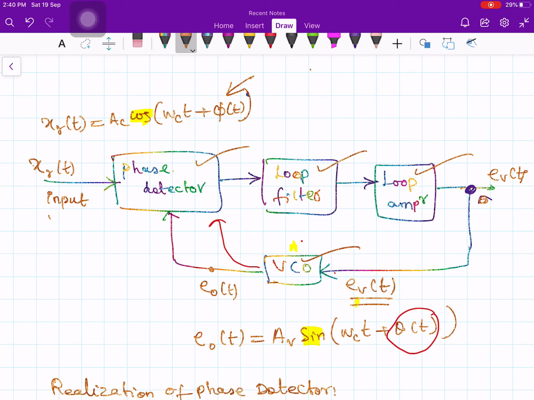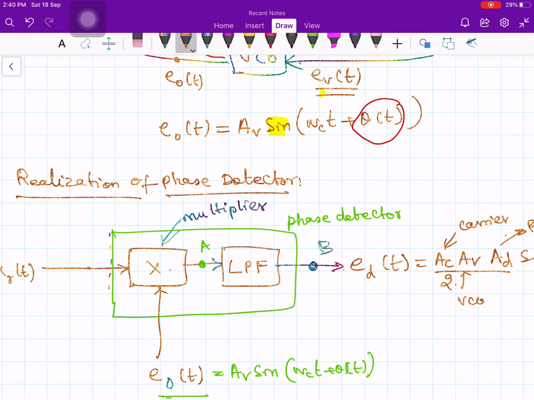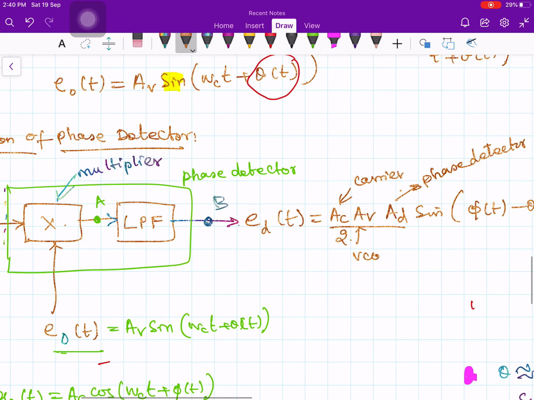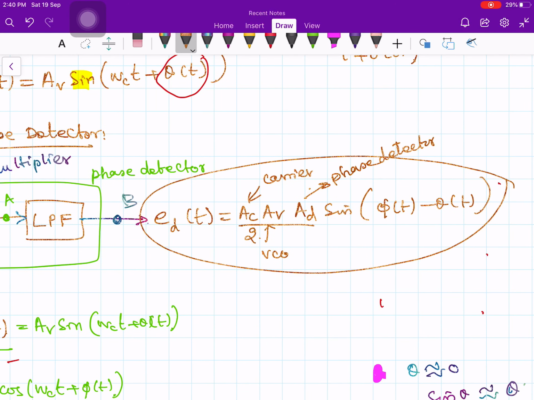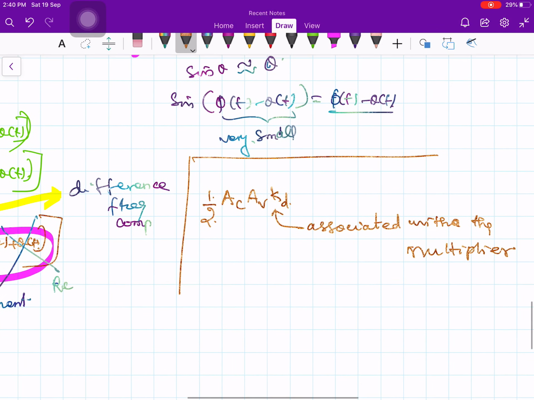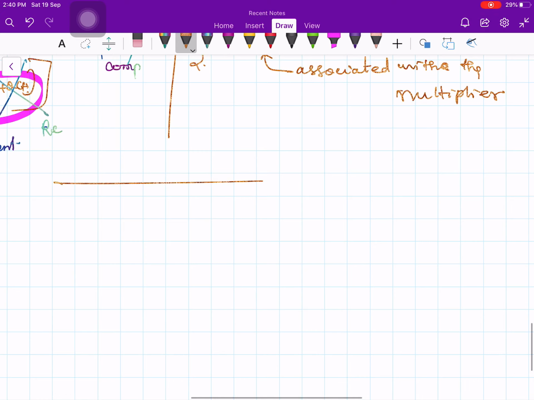So the phase detector is okay now. The phase detector is modeled by a multiplier followed by a low pass filter, and the output of the phase detector is A_C A_V A_D by 2 times sin of phi of t minus theta of t. This A_C is your carrier voltage, and A_V is coming from your voltage controlled oscillator, and A_D is the constant which I wrote here, associated with the multiplier. Now let's move on to the voltage controlled oscillator.